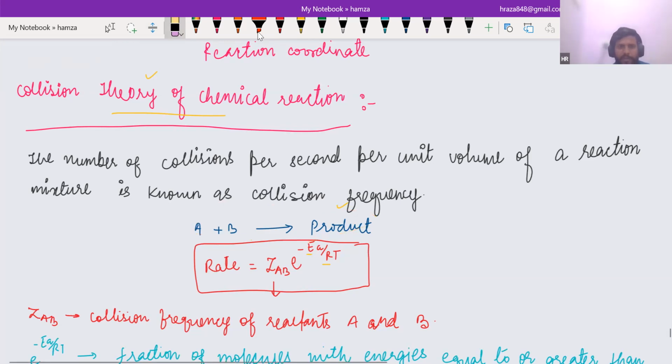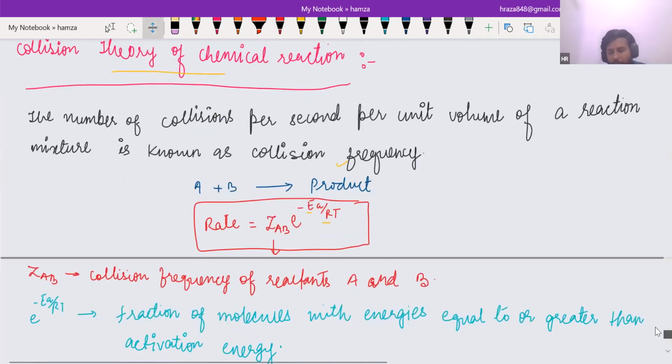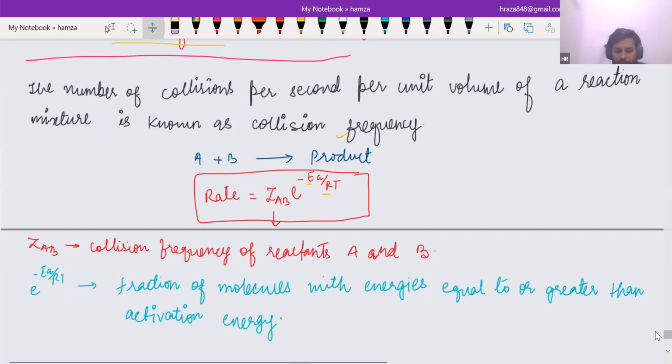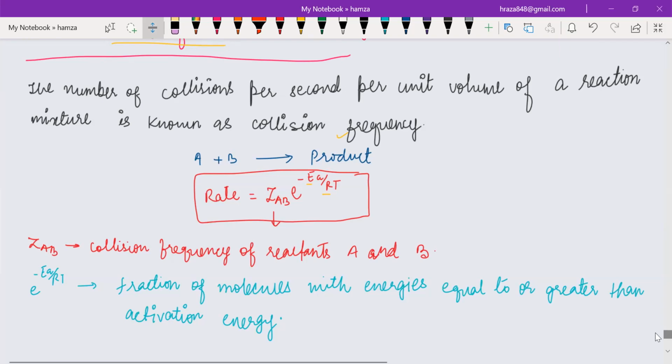So you can see this rate equals ZAB e raised to the power minus Ea upon RT. This ZAB is the collision frequency of reactants A and B, and e raised to the power minus Ea upon RT is the fraction of molecules with energies equal to or greater than activation energy. Is that clear, Nafisa? Yes, sir. Okay, screenshot. Yes, sir. We took. Okay.